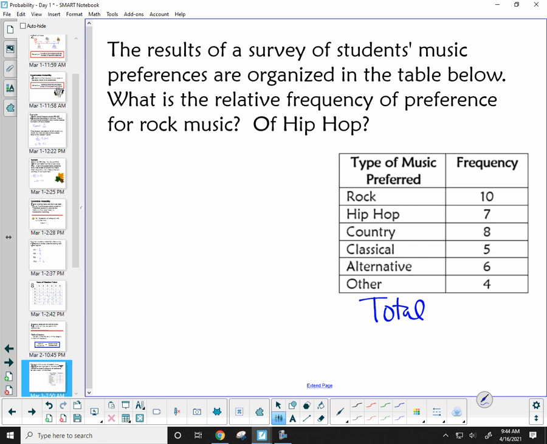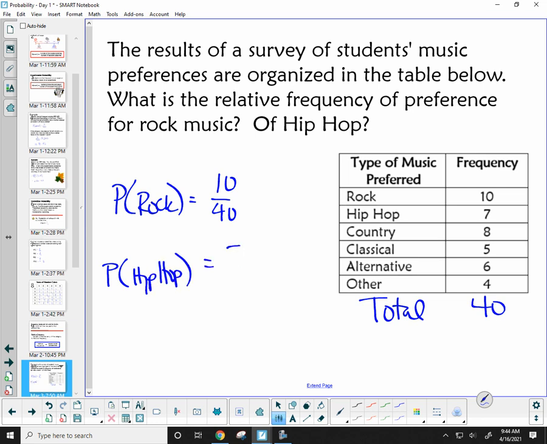Add them up. 40? Do you have 40? All right, so we have 40 people take our survey, right? So the probability of rock is what? 10 out of 40, or 1/4, however you'd like to write that. Good. How about the probability of hip hop? That was 7 out of 40. That's a relative frequency table, a fancy name for something you've seen a lot before. Is that okay?